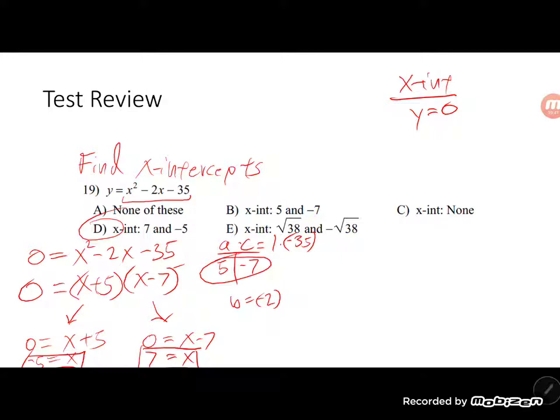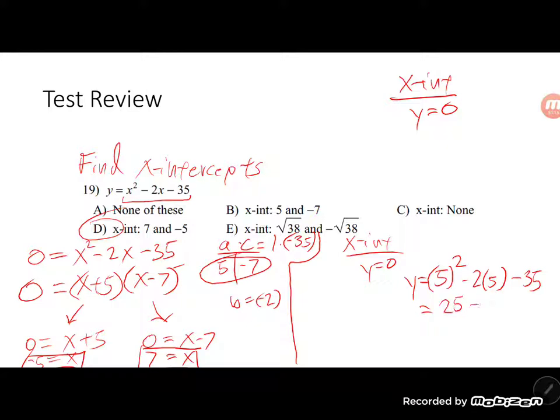Now, a way of solving this problem backwards, especially when we have multiple choice, is we can plug in some of these numbers and see if these numbers are going to generate 0 for y. Because remember, an x-intercept is always going to have y equal to 0. So let's take, for example, b. I could plug in y is equal to 5 squared minus 2 times 5 minus 35. And I can calculate this and see what it equals.